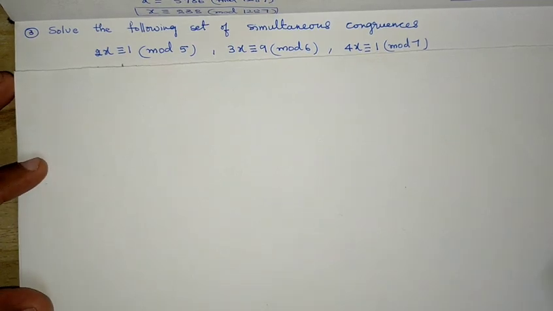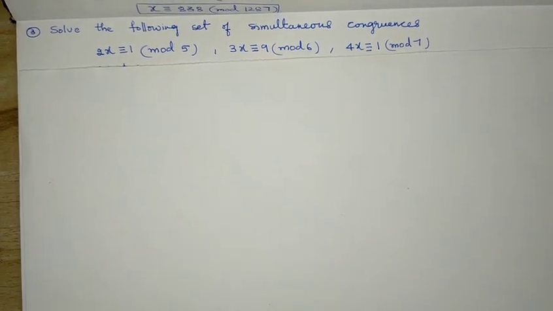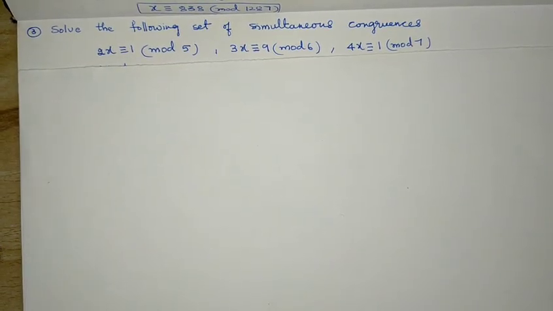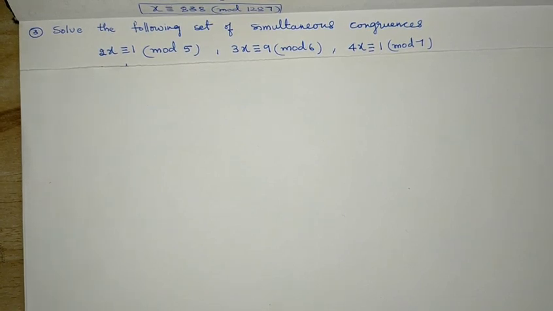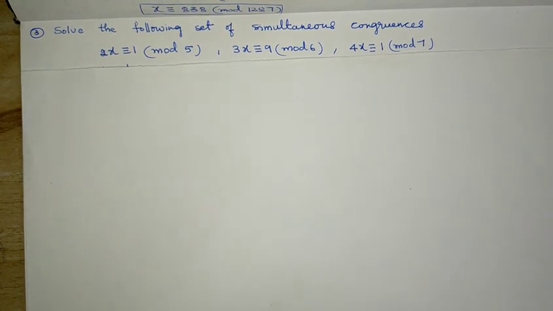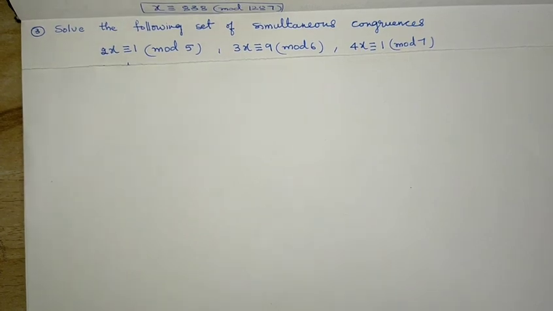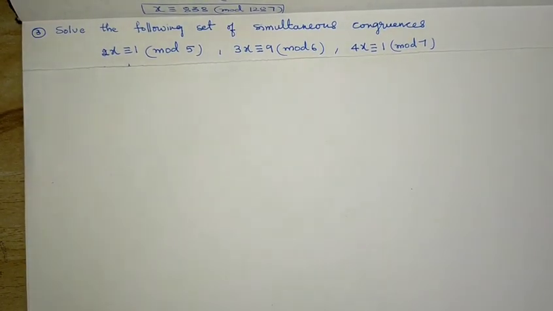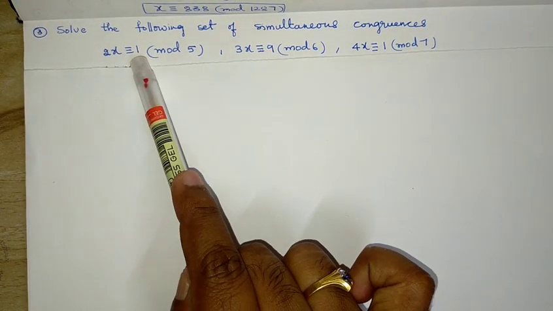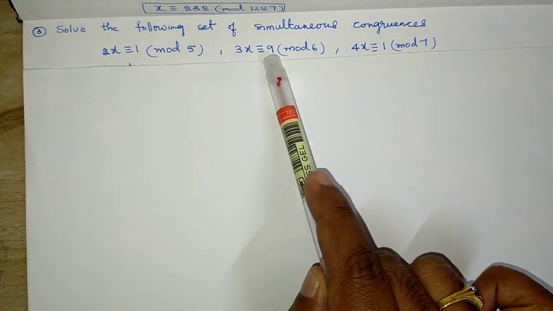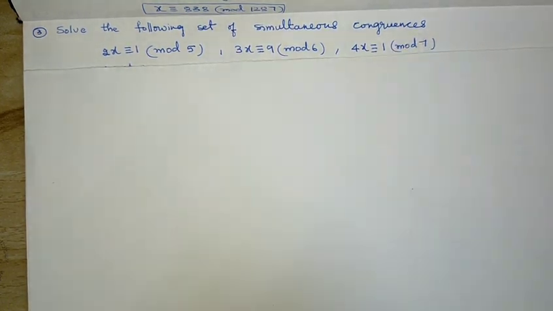Okay, so look at the next question. Solve the following set of simultaneous congruences: 2x ≡ 1 mod 5, 3x ≡ 9 mod 6, and 4x ≡ 1 mod 7. While solving simultaneous congruences, the form must be the same: x ≡ a1 mod m1, x ≡ a2 mod m2, and x ≡ a3 mod m3.